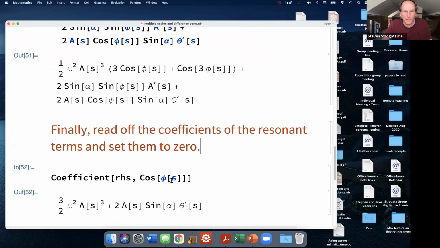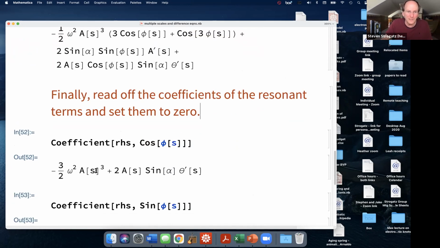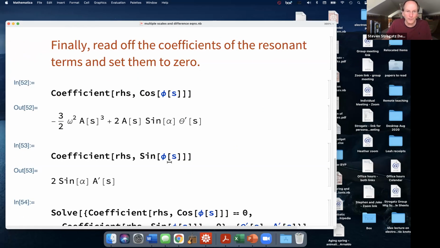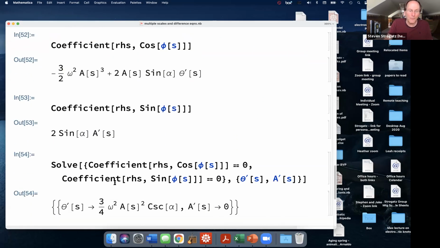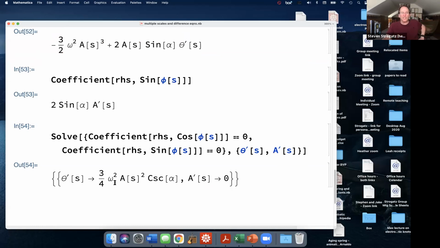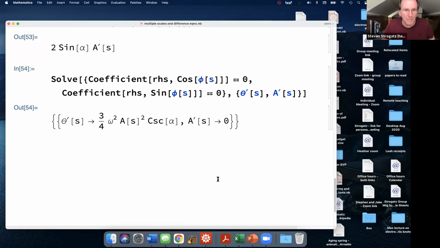Here's the coefficient of the cosine term. That's this. The sine alpha is just a constant. Here's the coefficient of the sine term. I want to set both of those to 0 to eliminate secular terms. So I solve for what's the condition on the amplitude and the phase to make those coefficients be 0, and here they are. So these are my slow time evolution equations, which I will now write down back in. By the way, cosecant I'm going to write as 1 over sine. I don't really like cosecant so much.